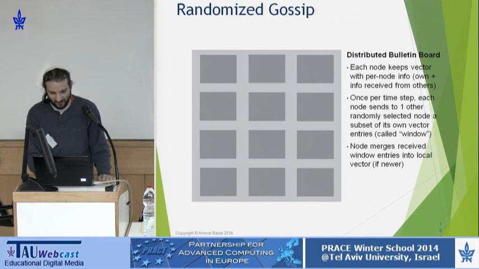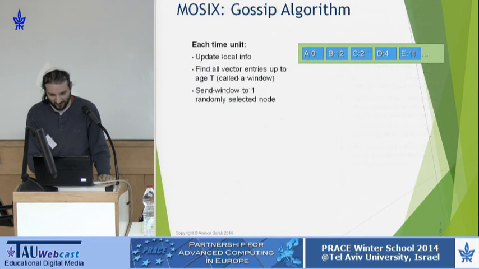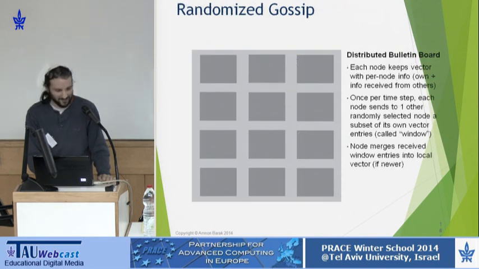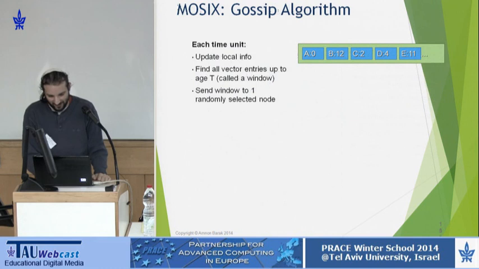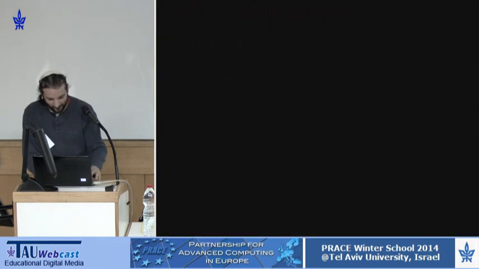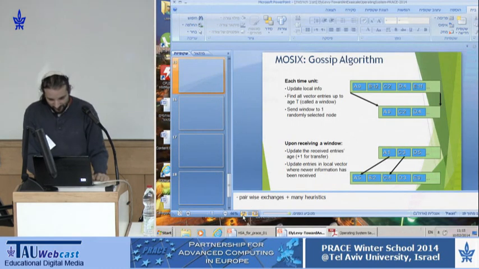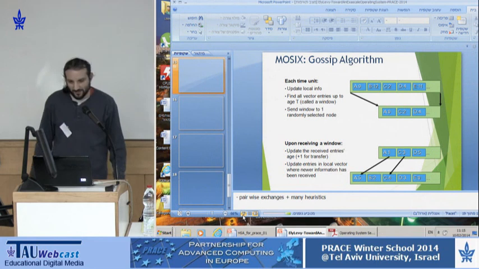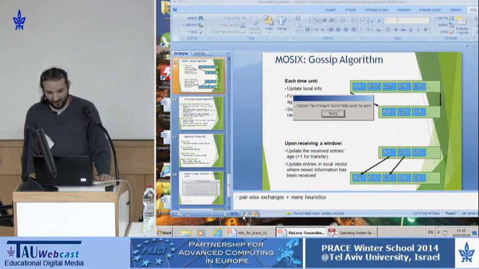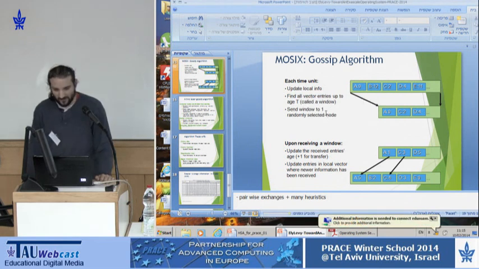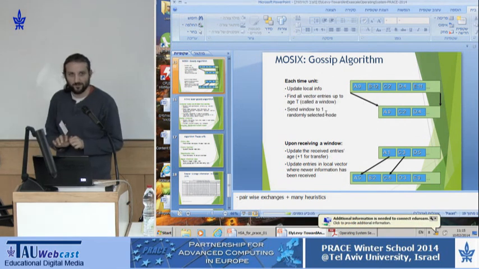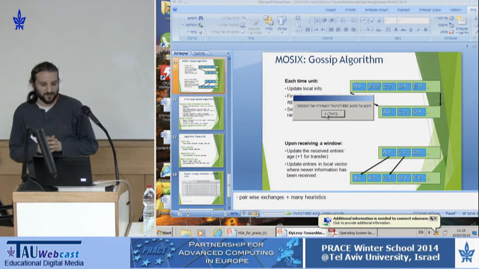I see that the animation is not working so well. It's supposed to be an animation where you see white lines sending from one node to another. Maybe I'll show it like that then. Okay. So here is an example of how the gossip algorithm works in Mosix.